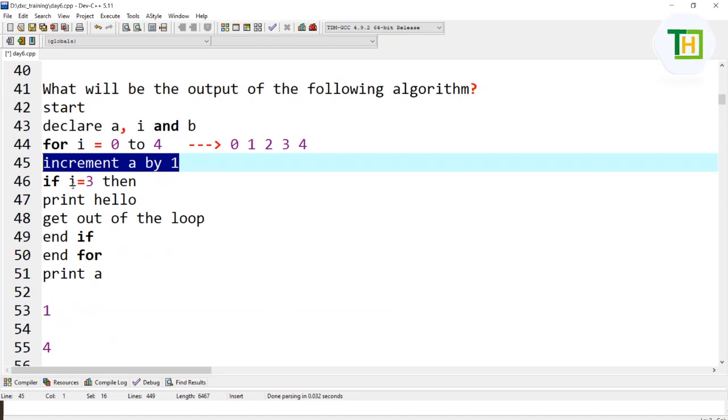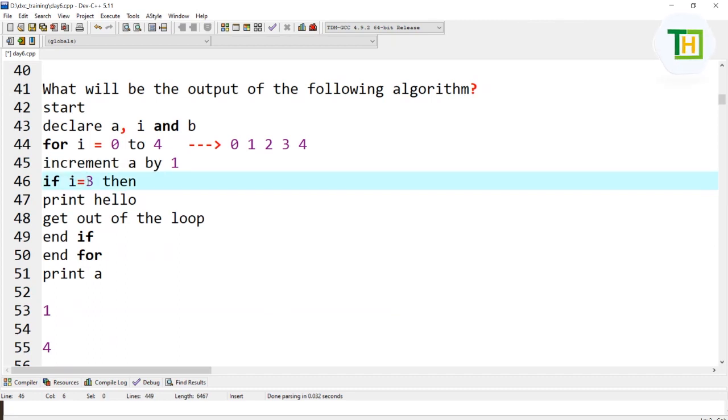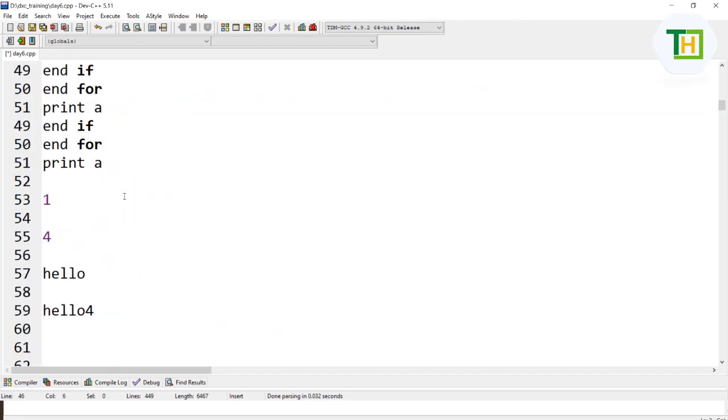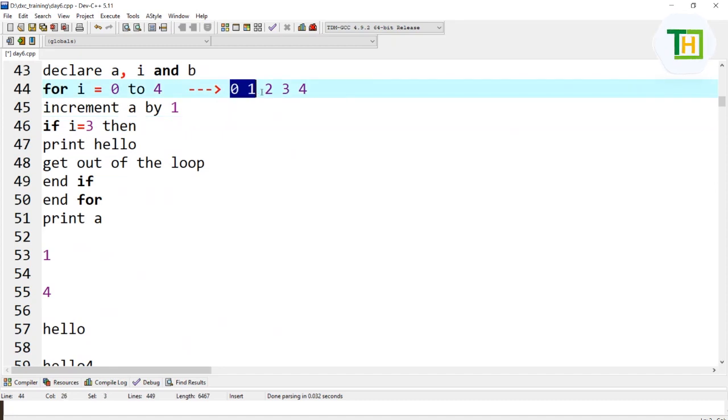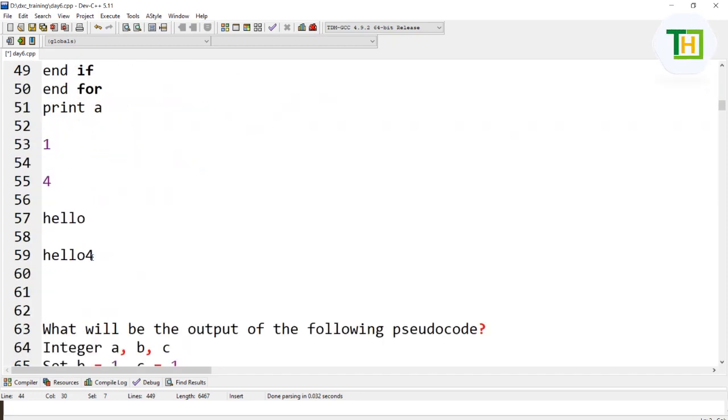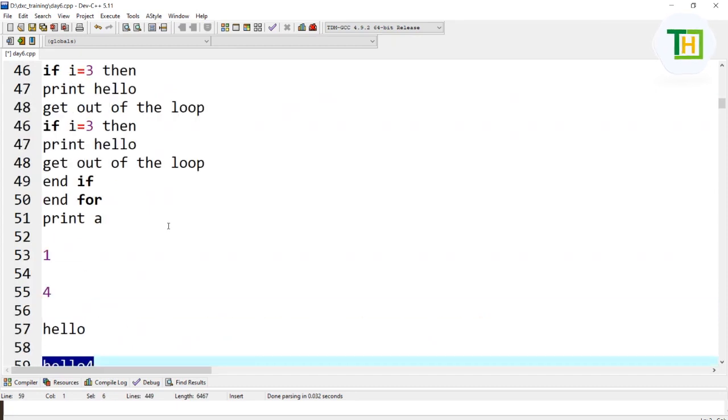And then I is equal to 3, print hello, get out of the loop. But it is not going to print here. Again, you observe here, it is going to print hello, no doubt about that. Why? Because first of all, I is 0, I is 1, I is 2, and I is 3. Here I is 3, and it is going to print hello, and A becomes 4. The loop is repeated for 4 times, right? That's why it is going to print hello 4.